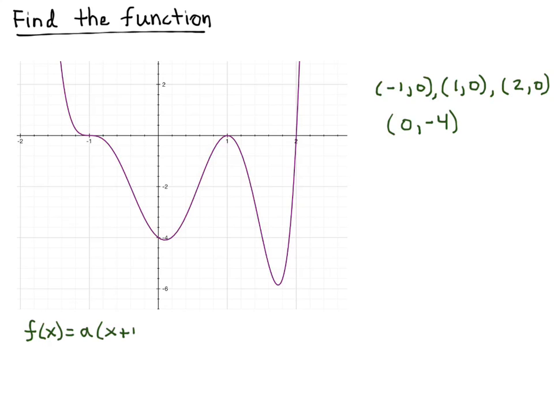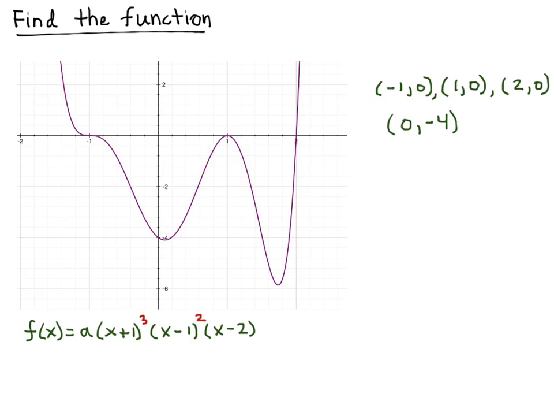If I start the same way, I still have that factor a, because that's going to give me the scale to give me that negative 4 where x equals 0. I'm going to put my roots out just like I did before, but we know we have multiple roots now by the shape of this thing. So we know at x equals negative 1 we have a triple root, at x equals 1 we have a double root, and at x equals 2 we have just a single root. So we're going to have those exponents in there.